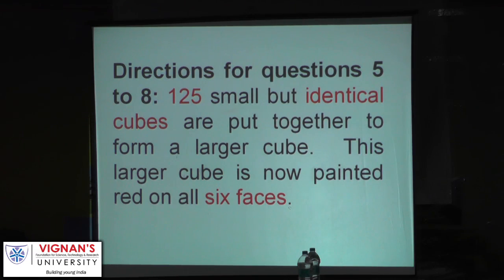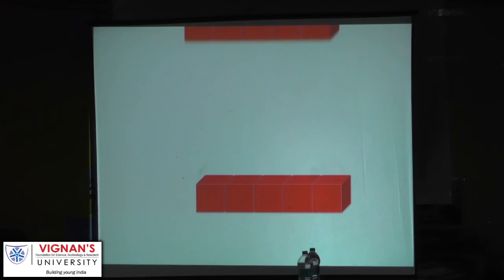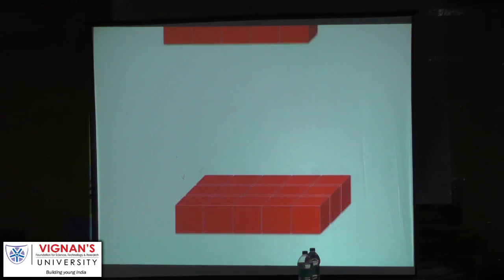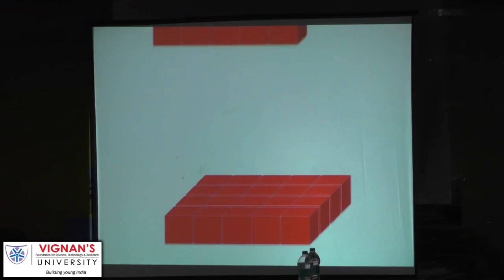This larger cube is now painted red on all 6 faces. See what he says. How to join 125 small identical cubes to form a bigger cube? All of you look at this, you will clearly understand. That is how you can join 125 small identical cubes to form a bigger cube.